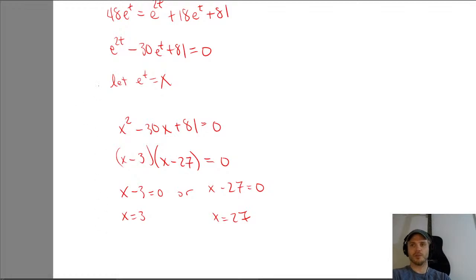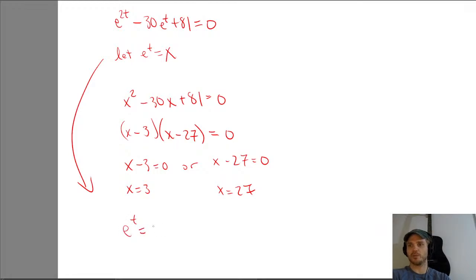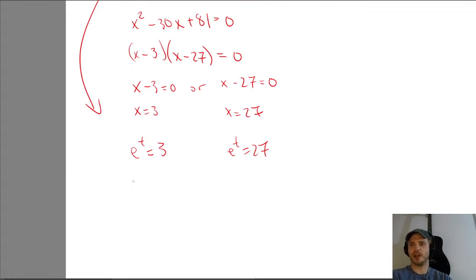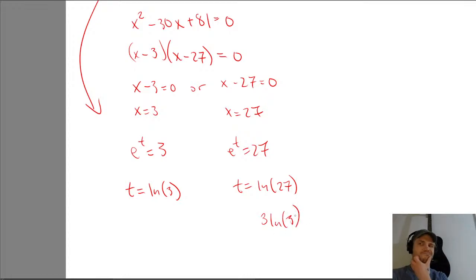Now we have to recall that we did this change of variables to get to here, so let's change it back now. So e to the t equals 3 and e to the t equals 27. We just did that for convenience sake. I'll take the log of both sides. So t equals log of 3 and t equals log of 27, which is 3 cubed. So this is log of 3, and this is 3 log of 3. Okay. Nice. We got lots of good stuff happening here.